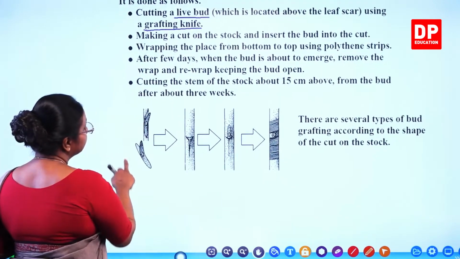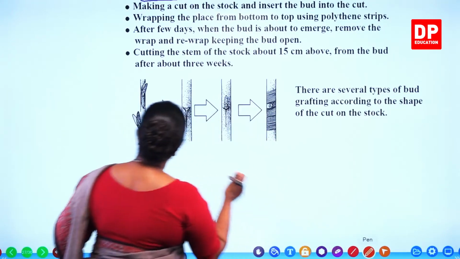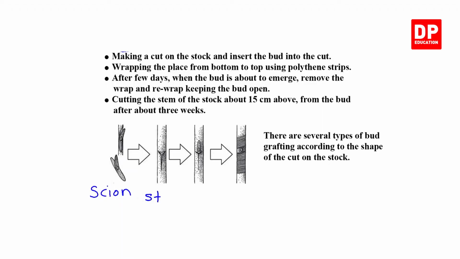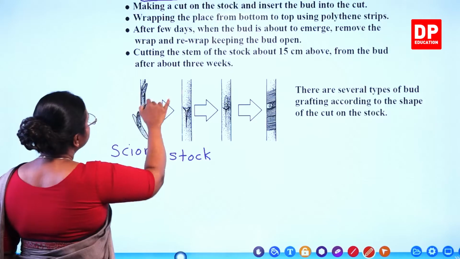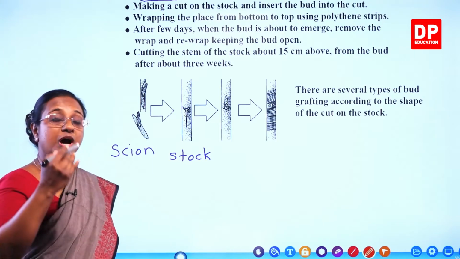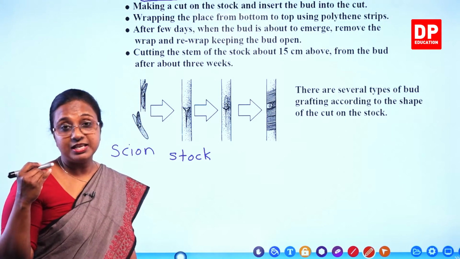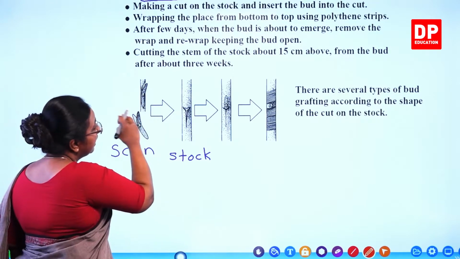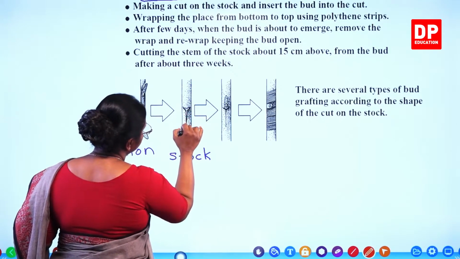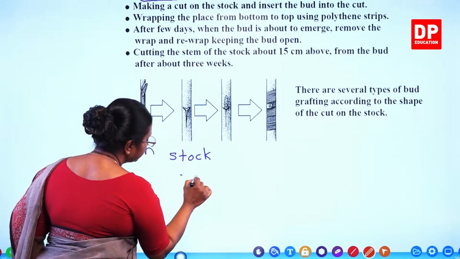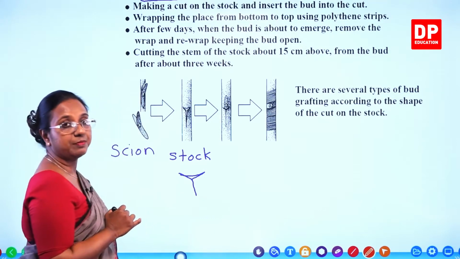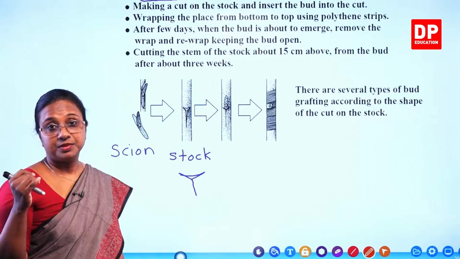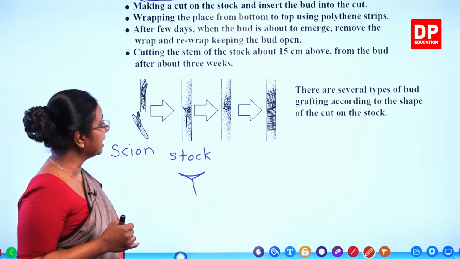Here, students, you all can see the process. Now, this is the scion. Here we have the stalk. Here you can see a bud has been removed. Near the leaf scar, we use a grafting knife and cut off the bud, and at the same time there is a cut in the stalk. Here you can see the cut is like a T-shaped cut. So, we call this process T-budding, because the cut is T-shaped.